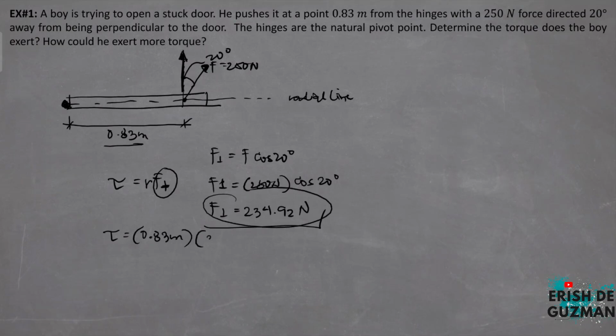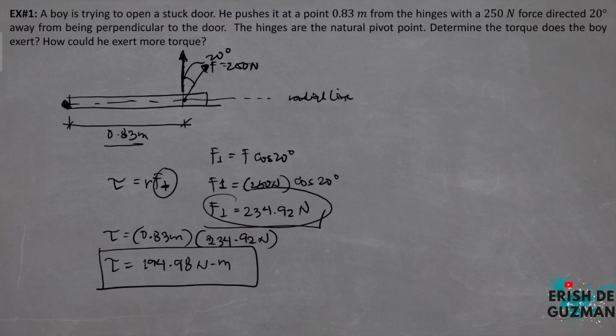Torque is equal to the radius we use, 0.83 meters, times the force perpendicular, 234.92 Newton. By calculating, torque is equal to 194.98 Newton meters. So we have another question: how could he exert more torque?